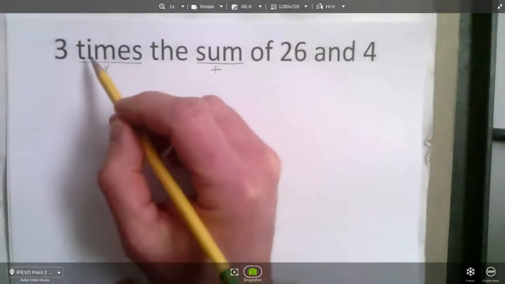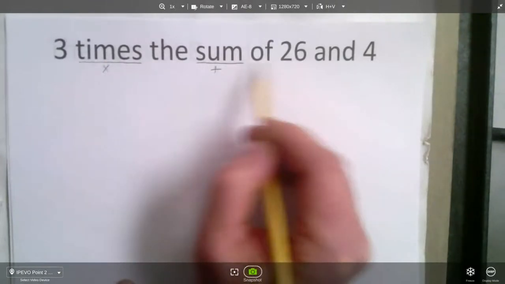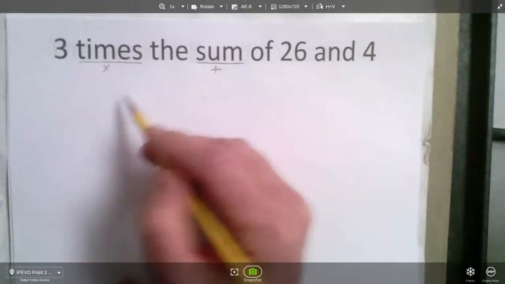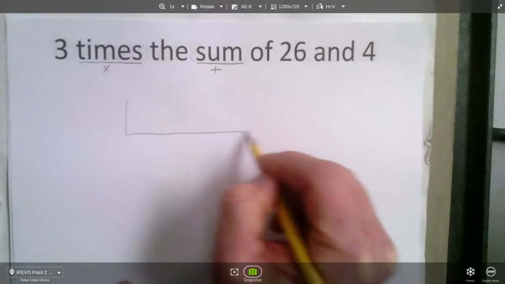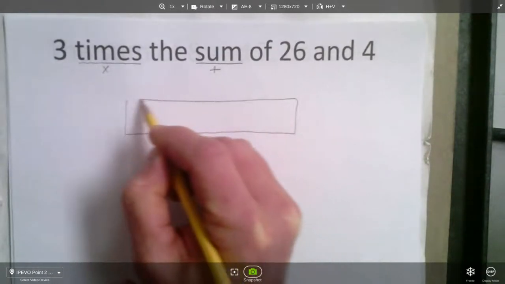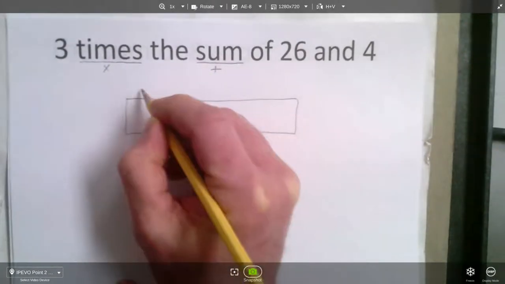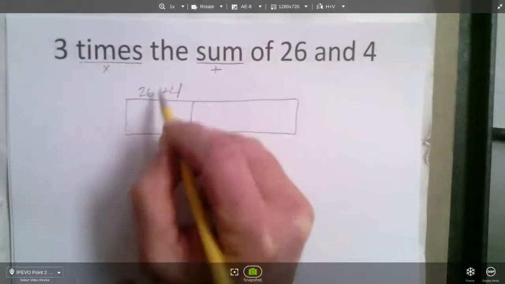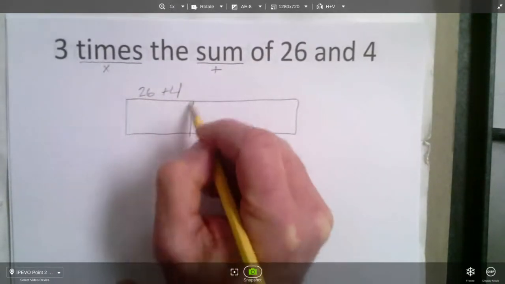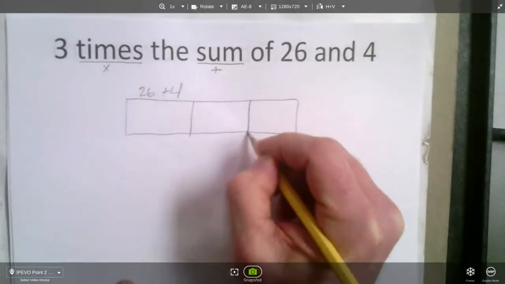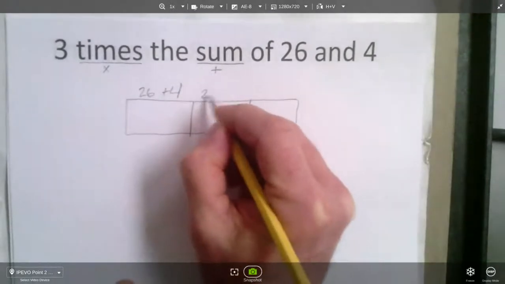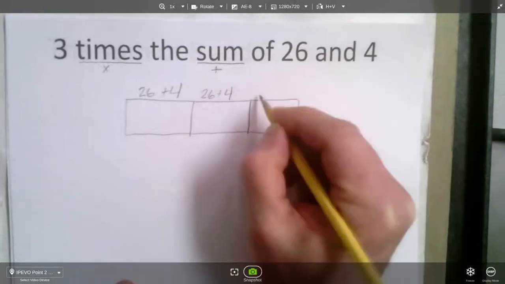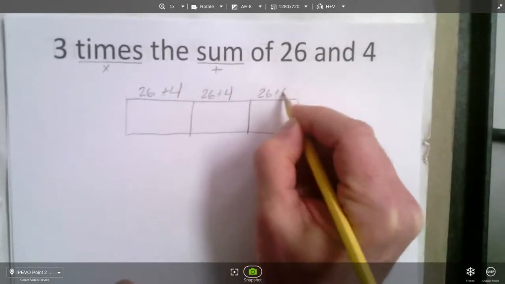And so if we want 3 times the sum of 26 and 4, if I was going to draw a picture that showed this, here is 26 plus 4, right here. This is 26 plus 4. And I want 3 of those. I want 3 26 plus 4s.